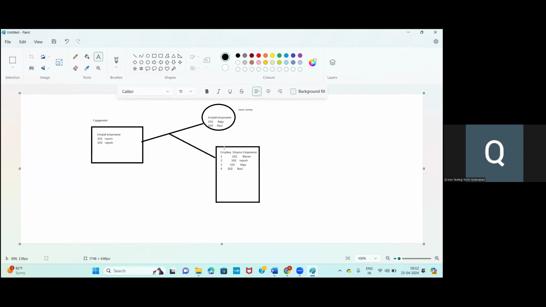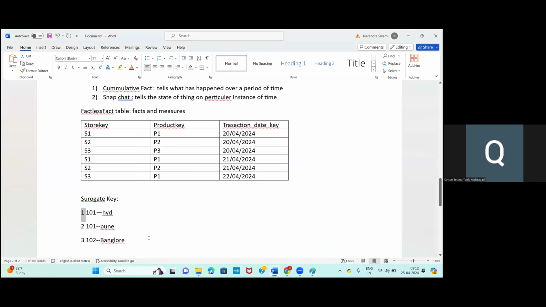Okay, this is a sequence number which is system generated for each record in a data warehouse. Okay, and also you can say the surrogate key is the global identification of each record in the data warehouse.